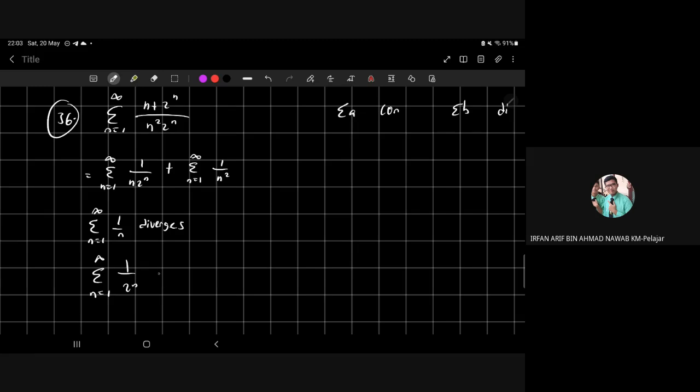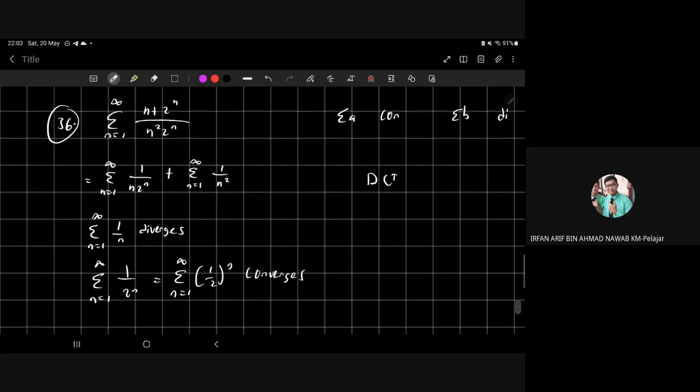This converges because it's a geometric series with a common ratio, but we have to put it in geometric series form. So we have 1 over 2 to the power of n, and this converges by the geometric series test since the common ratio is less than 1. From here, let's try the direct comparison test again. Who knows, maybe it works.